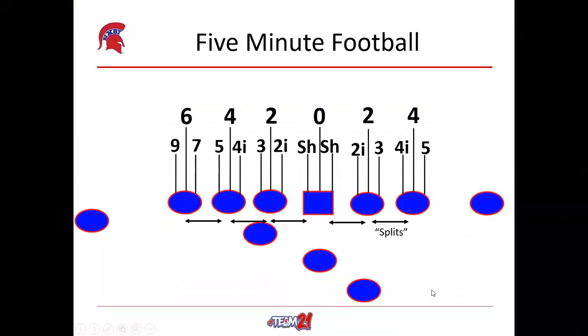So, as we mentioned before, we will start with our tight end. Head up on the tight end is a 6 technique. Inside eye is a 7. Outside eye is a 9. On our tackles, inside eye is a 4 eye. Head up is a 4. Outside shade is a 5 technique. On our guards, head up is a 2. Inside eye is a 2 eye. Outside eye is a 3. And on our center, a head up is a 0. And offset either way is a shade.